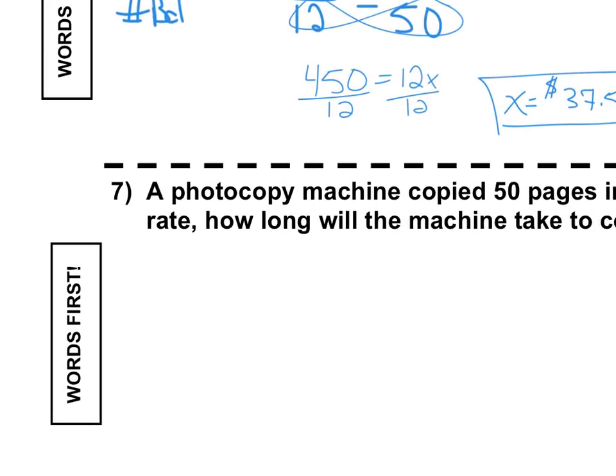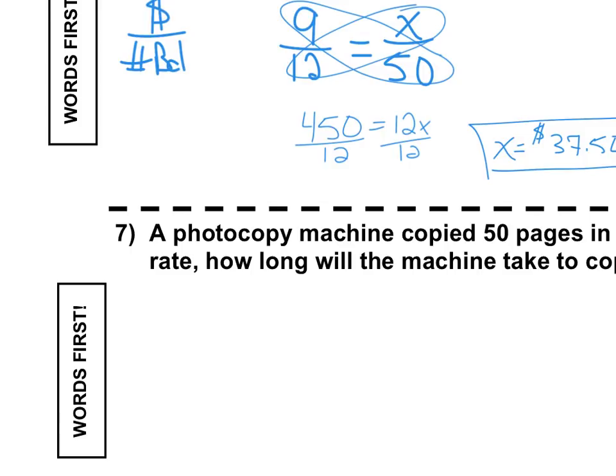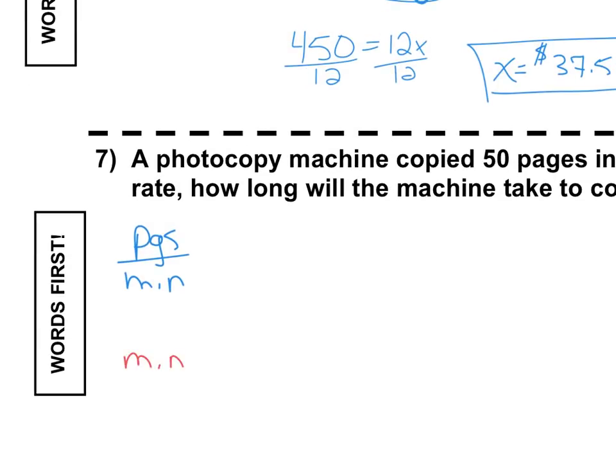You really have some choices. Same thing on the balloon one up here. I'm going to do pages over minutes. But if you wanted, you could do minutes over pages. Just make sure when you write out your proportions, they're consistent, okay? If you're going to use this, both fractions, or both ratios, need to be pages over minutes. If you do the bottom one, both need to be minutes over pages.